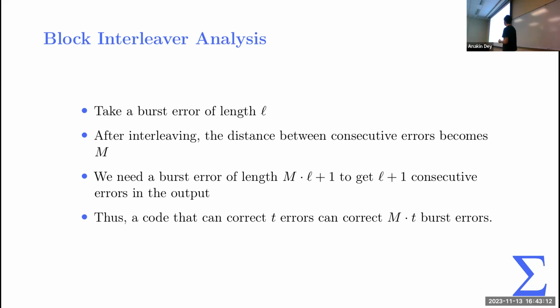So thus, any code that corrects T errors can correct M times T burst errors, where M is the height of our matrix, because now those MT errors get spread out to be T errors in each codeword they end up in.